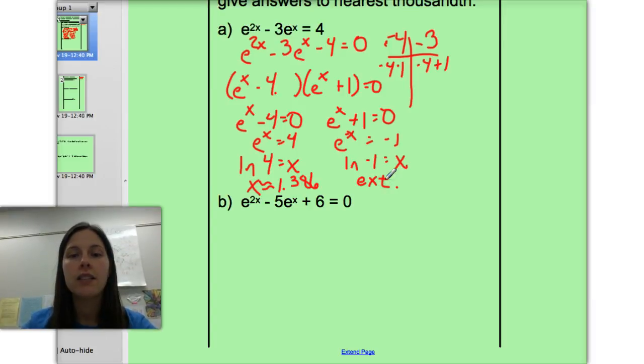For our second one, same process. So we've got e to the 2x minus 5e to the x plus 6. So we need to figure out what multiplies to 6, adds to negative 5. So the numbers that do that are negative 6 and positive 1.